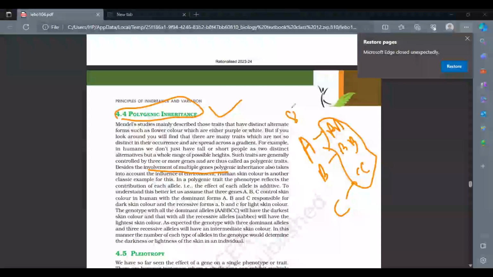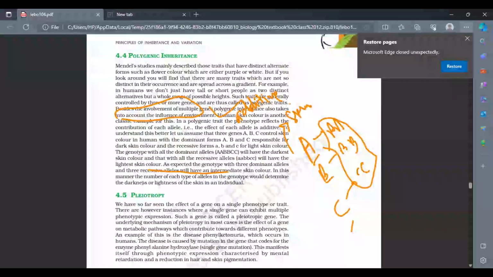In the same way, in the case of skin color, suppose you have A, B, C genes. So multiple genes are affecting one character. What is that character? It's skin color. The more A's, more B's, more C's, the darker the skin color is. The fewer A's, B's and C's, the lighter the skin color. So this is actually an additive effect of more than one gene for deciding one character. Such type of inheritance is termed polygenic inheritance. The best example you can give of polygenic inheritance is skin color.